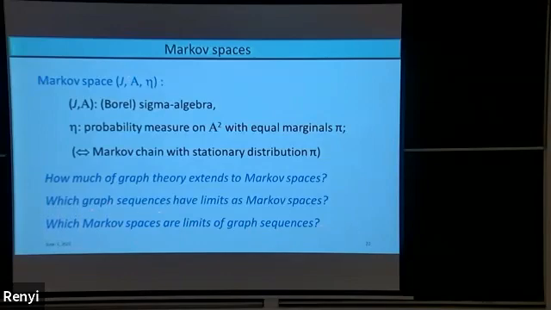Graphons are special Markov spaces where eta is absolutely continuous with respect to pi times pi, the product measure on the unit square. In this case the Radon-Nikodym derivative of eta with respect to pi cross pi is the graphon. So which Markov spaces are limits? Graphons are limits. With graphings we saw there are problems. All these questions are unsolved, but we work on it. So let me report some facts that we can do.